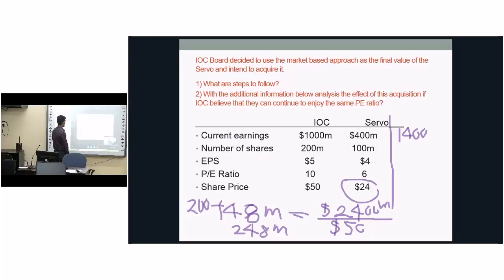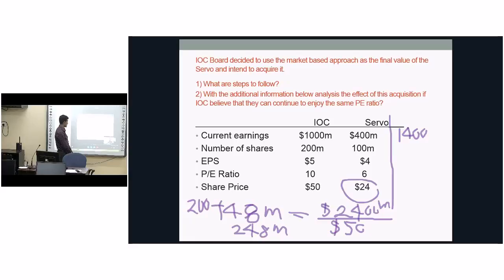And what about the Servo shareholders' point of view? What do you think? Are Servo shareholders going to benefit from this merger or not? How do we find it? For that, as I explained in the last session, we need to know what the previous value of Servo was, and what the new value of Servo shareholders is. Servo shareholders are going to get 48 million shares.